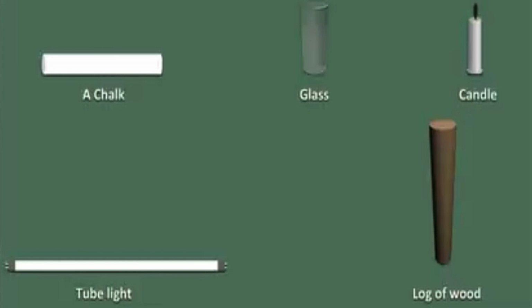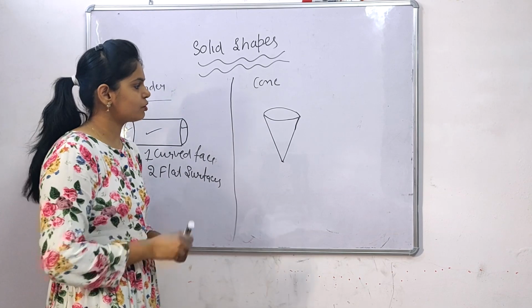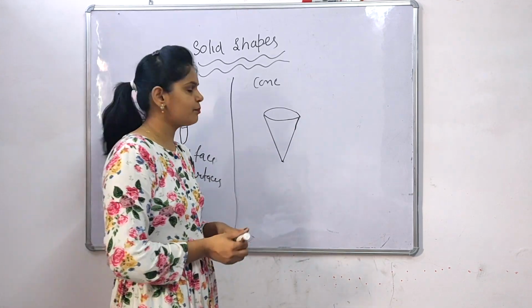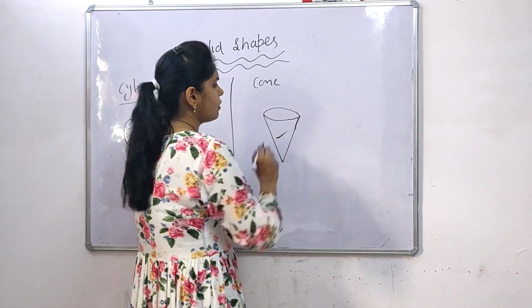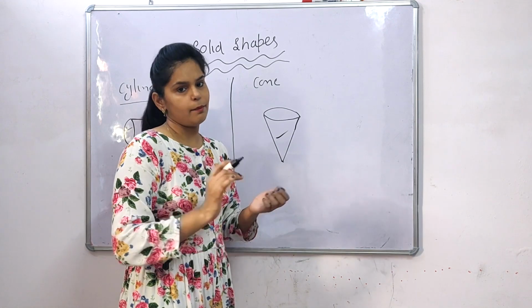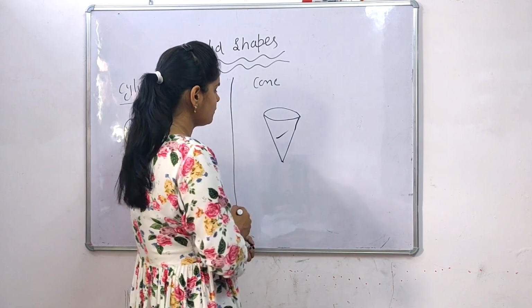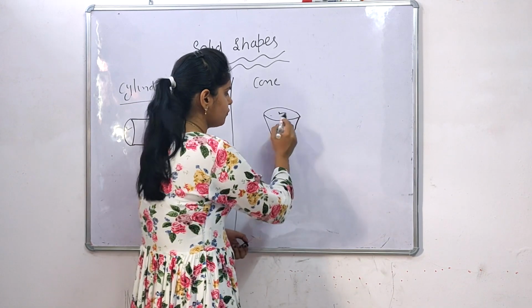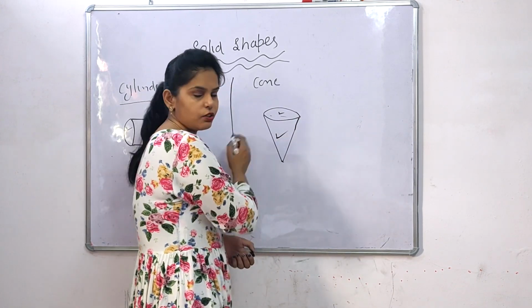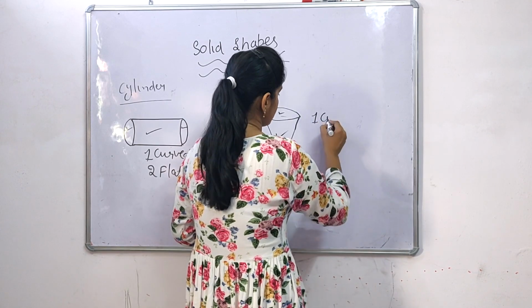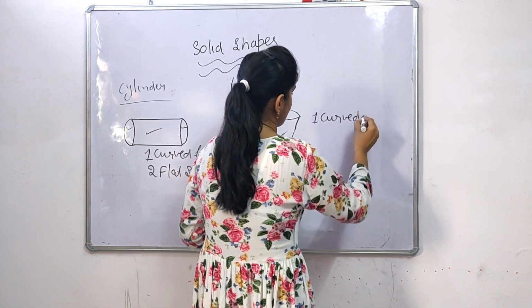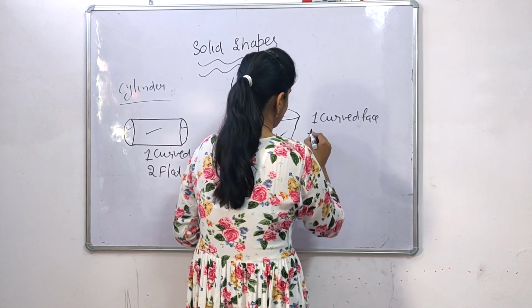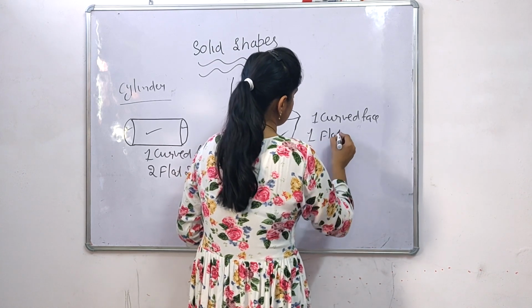Now let's come to cone. What is cone and how many faces are there? This shape is of cone. We can take the example of a birthday cap also. How many faces are there? One is this and one is this. This one is flat and this is a curved face. So one curved face and one flat surface.